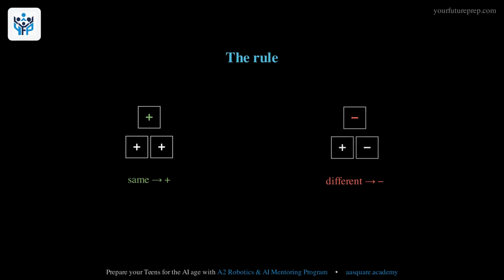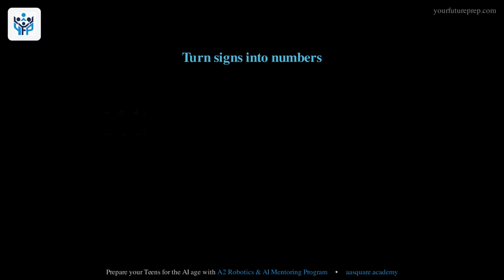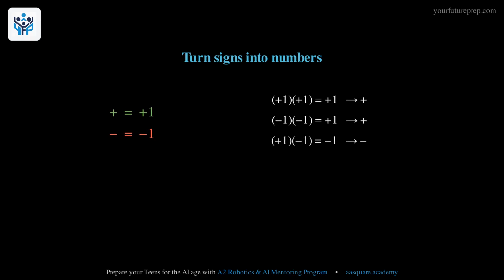Here is the rule. 2 cells that match give a plus above them, and 2 cells that differ give a minus above them. Here is a clever trick. Let a plus be positive 1, and a minus be negative 1. Then same signs multiply to positive 1, and different signs multiply to negative 1. So each cell is just the product of the 2 cells below it.